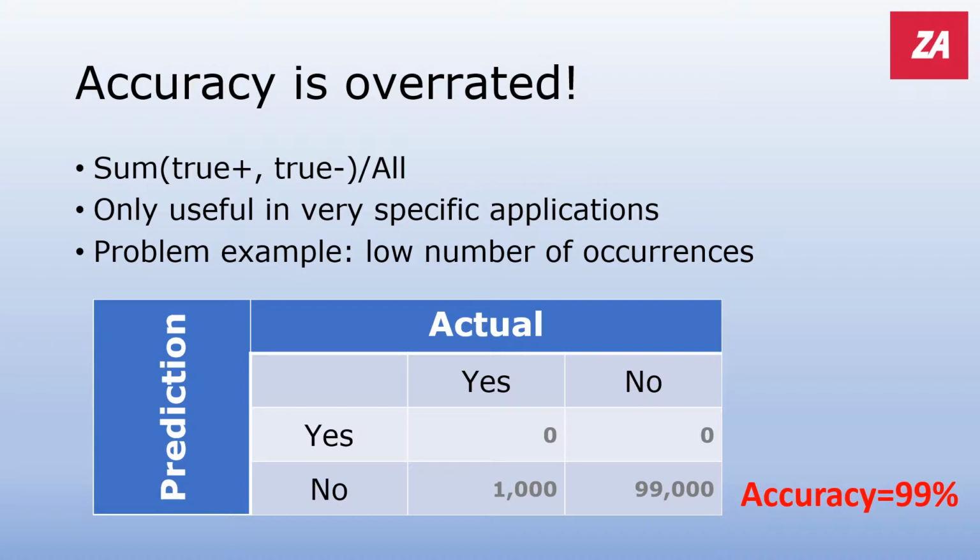Now that is only useful in very specific applications, and we'll see one of them further down the line in credit scoring. But one of the examples is, if you have a low number of occurrences. If I have 100,000 mailings that I've sent out and I only got 1,000 responses, then I can predict with an accuracy of 99% by saying nobody is going to respond. So accuracy is useful in some cases, but overall it is not the best way to look at a model.